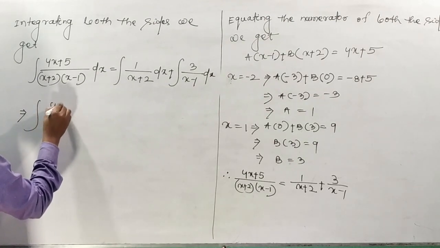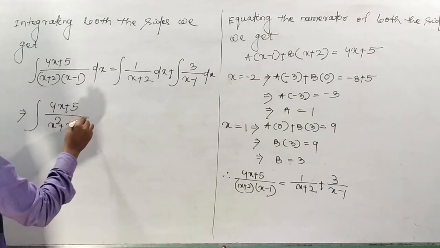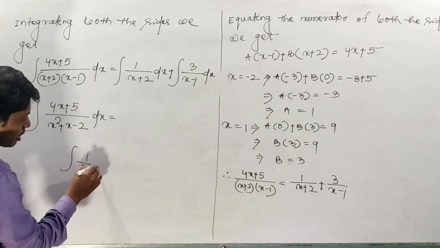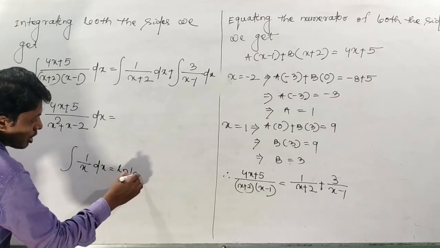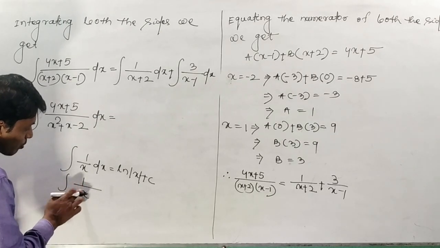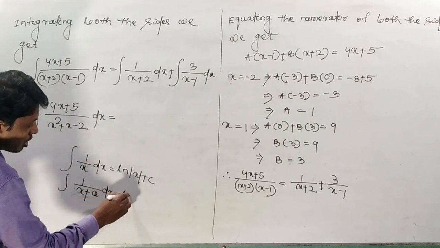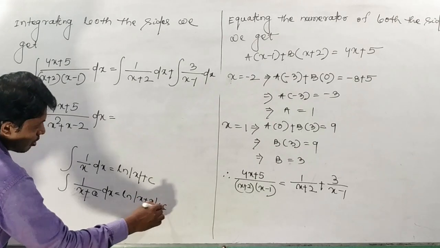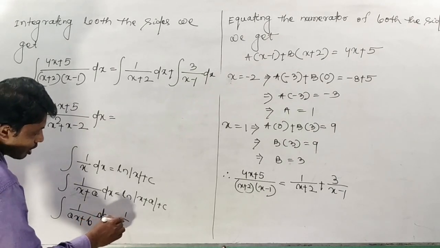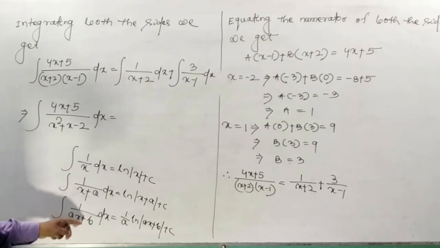Then the integration of 4x plus 5 by x square plus x minus 2, that is given in the question, into dx is equal to: integration of 1 by x into dx is your ln x plus c; integration of 1 by x plus a into dx is your ln of x plus a plus c; but integration of 1 by ax plus b into dx is your 1 by a ln of ax plus b plus c. Okay, you should remember this.